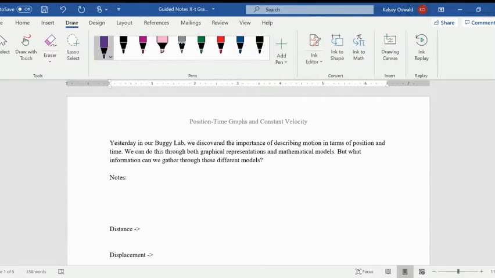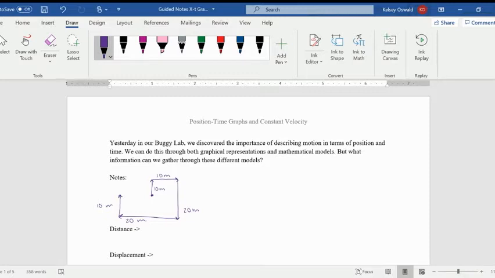Okay. So as an example, let's say we have an object that starts here. It moves 10 meters up, 10 meters to the right, 20 meters down, 20 meters to the left, and then 10 meters up. Okay. What we want to do is use this motion to describe a couple different things.